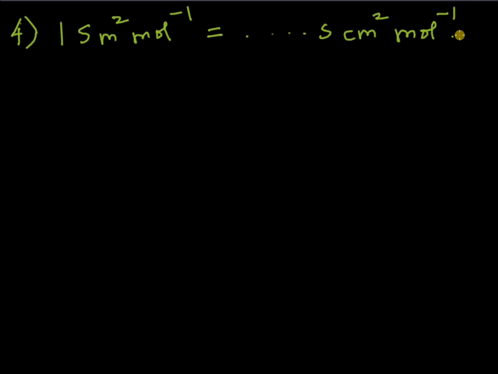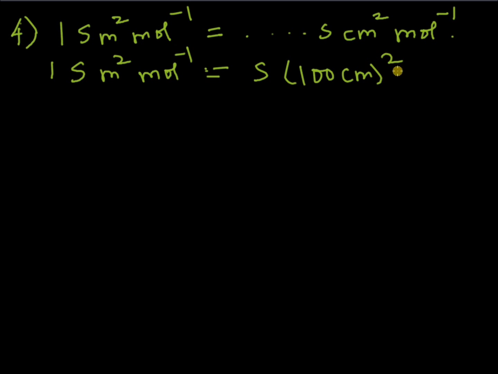I want to tell you that there is no need to remember the relationships between these units. You can derive them easily, as I will show here now. 1 Siemens meter square mole inverse is equal to, you can write for meter square, 100 centimeter the whole square mole inverse. So it is 10 to the power 4 Siemens centimeter square mole inverse.